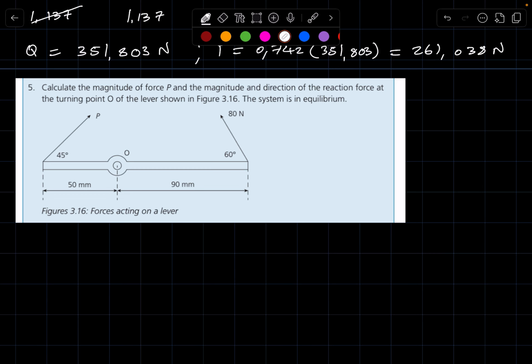Now luckily for us, there's only one hinge point here, which is this one. Essentially we have two unknowns, the unknown P and the unknown reaction force. So to eliminate one of these unknowns, we take moments about O so that we'll be able to calculate the force P.